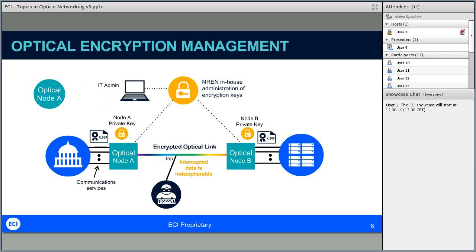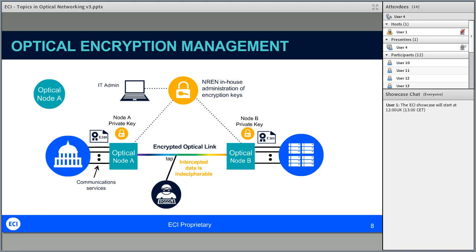Another aspect towards the administration of your optically encrypted network is, of course, key management. The way that this works is using a public key encryption system, whereby there are private keys for each node, or in the case of service level encryption, for each particular service, which go along with the public key. And what you want to be able to do is distribute those keys and at the same time authenticate that the people using the keys are who they say they are with X.509 certification.